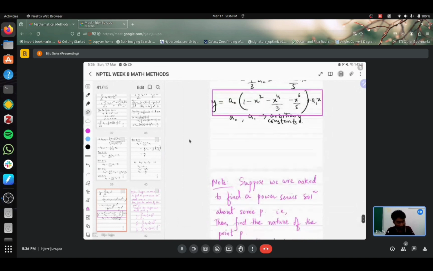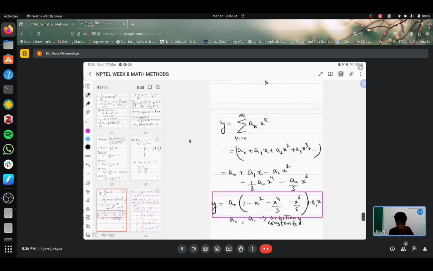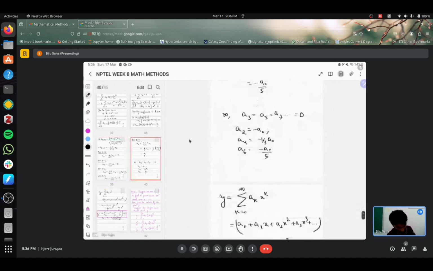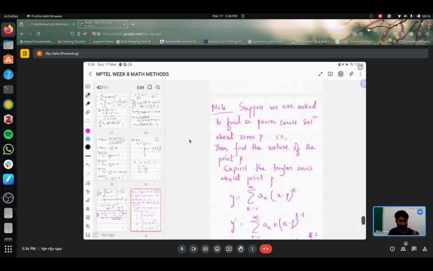So suppose you are asked to find a power series solution about some p which is not equal to 0. In the earlier example, this was my power series, and I expanded my power series about x equal to 0. So suppose you were asked to find a power series solution about some non-zero x, let's call it p. First of all, we have to find the nature of point p, whether it is an ordinary point or a singular point. Let's take it to be an ordinary point.